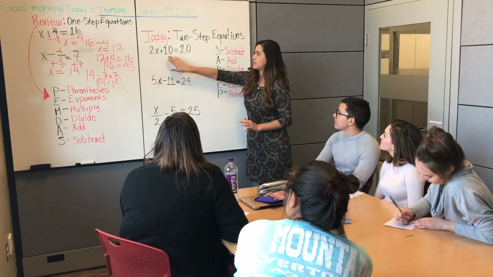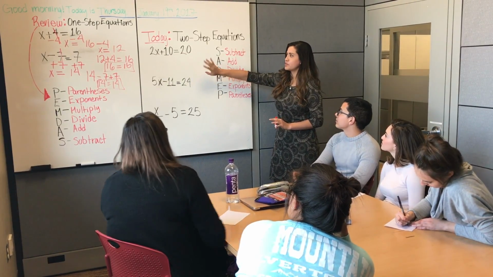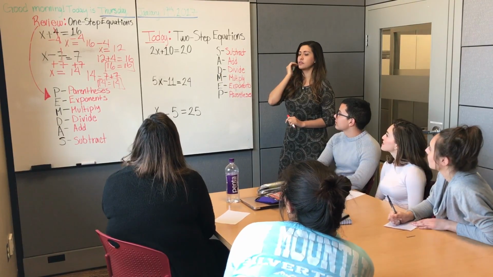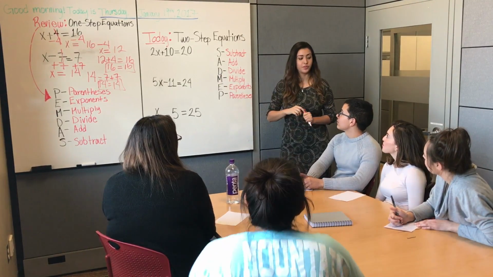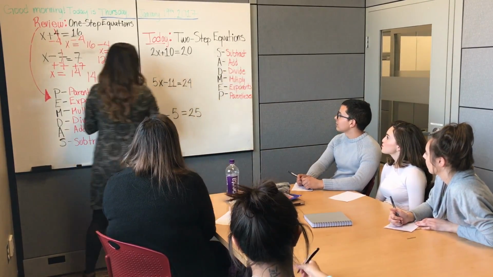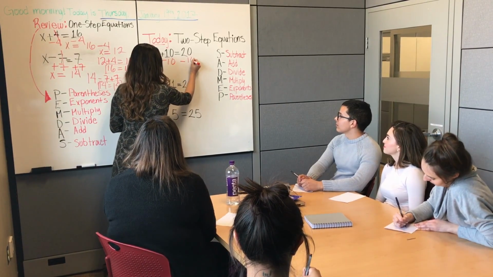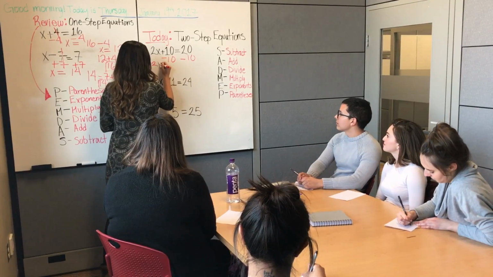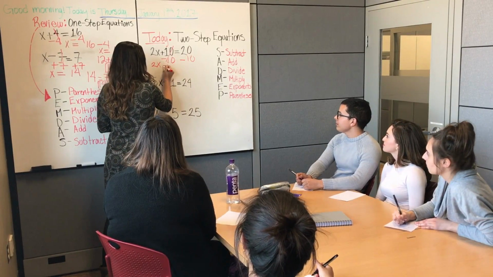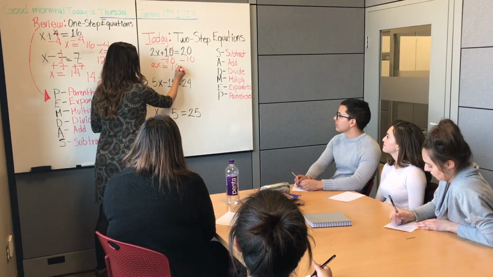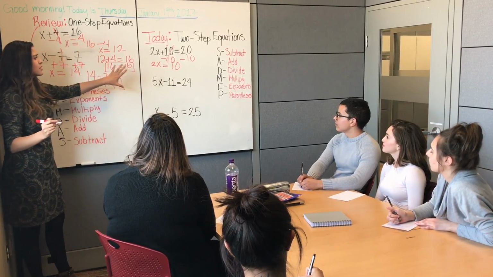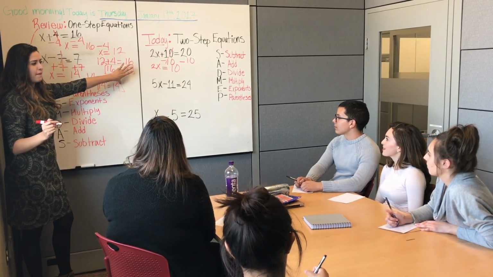So I have 2x plus 10 is equal to 20. What do I want to do first? Isolate. Okay, so how am I going to isolate, Abigail? Subtract 10 on both sides. Very good. And I'm left with 2x, these cancel, is equal to 10. Very good. And then what would I do? What do you guys think is going to happen next? You gotta get x alone.